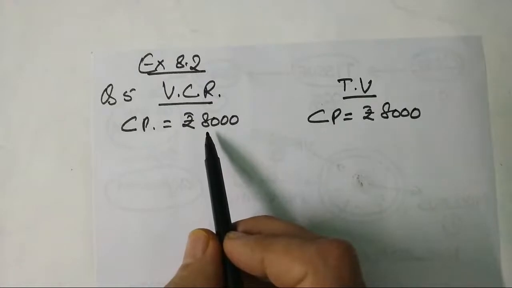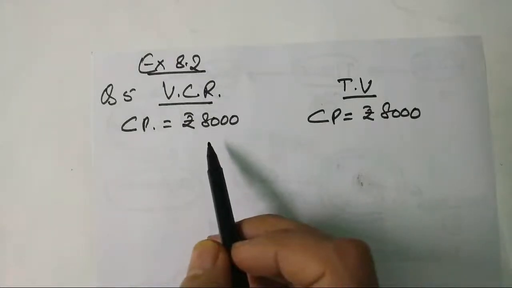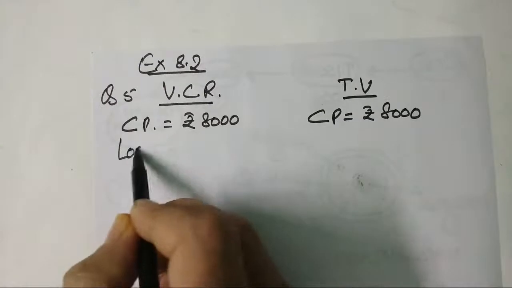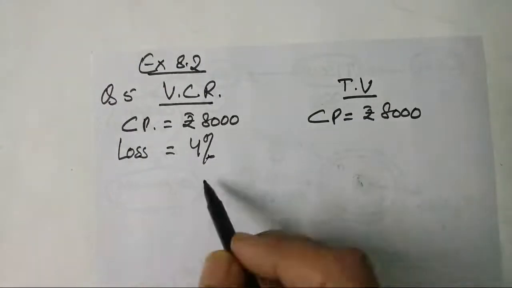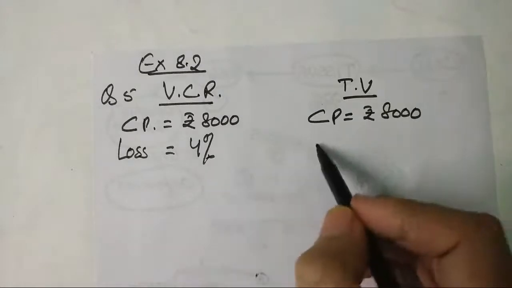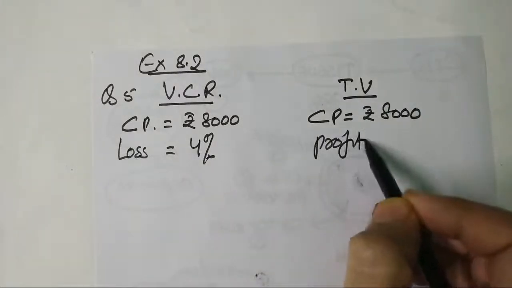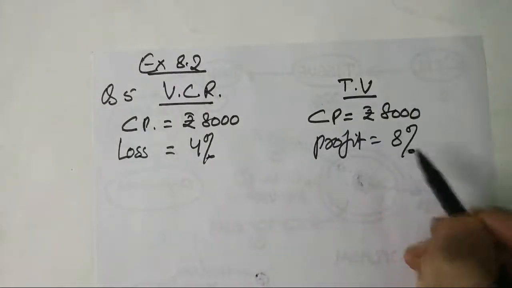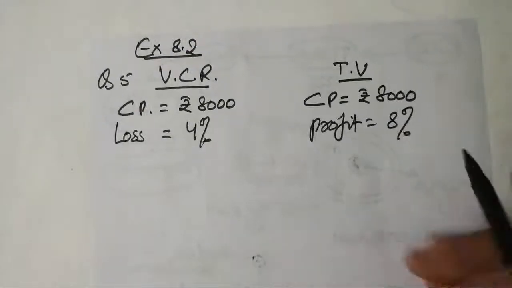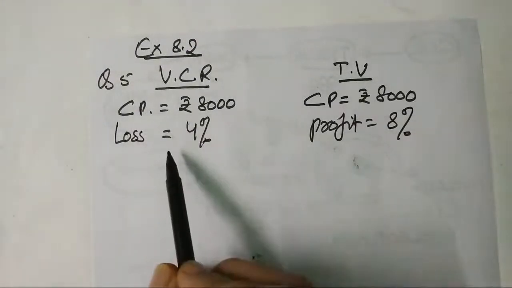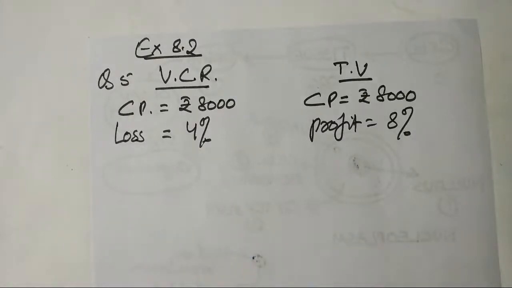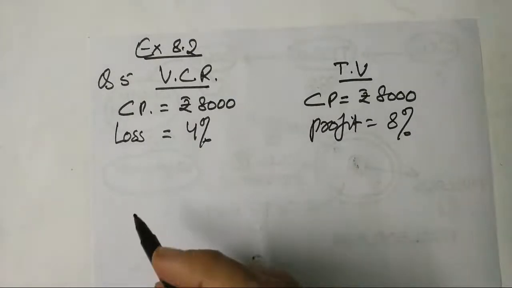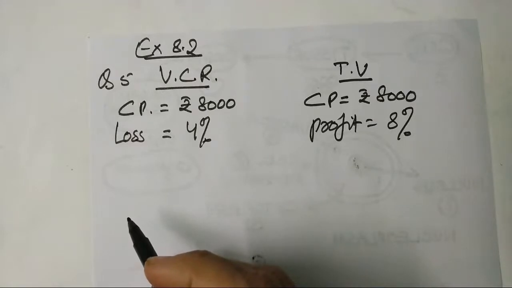The shopkeeper made a loss of 4% on VCR. Now why will he make a loss? And he made a profit of 8%. So two things are given. He made a profit of 8% on TV and a loss of 4% on this. Find the gain or loss on the whole transaction.